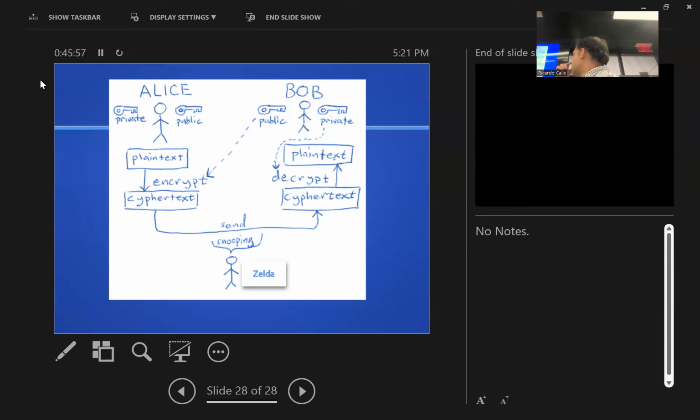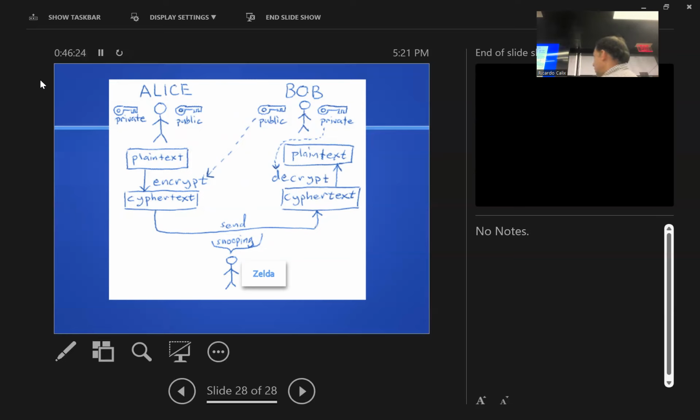Now let's think in reverse. Bob wants to send a message to Alice. How does that work? Yep, exactly. So now Bob is going to take the plain text message, use Alice's public key, and send it. Alice is going to decrypt it with her private key. Got it?